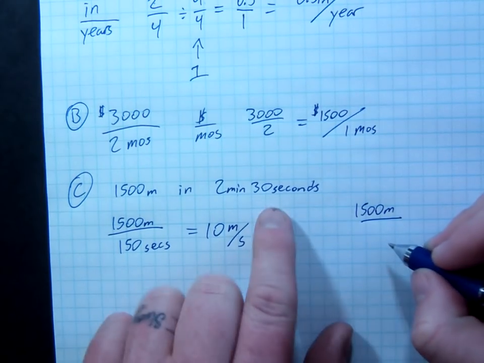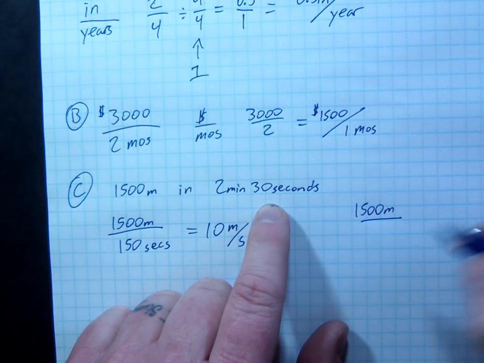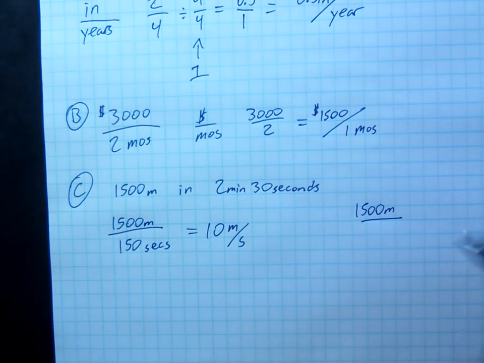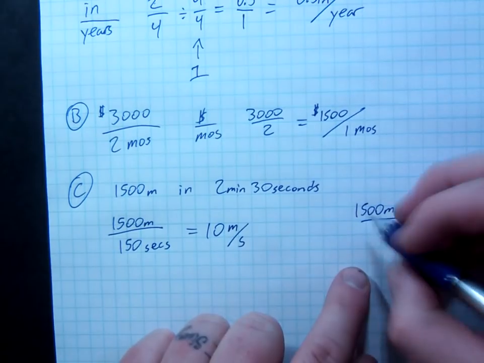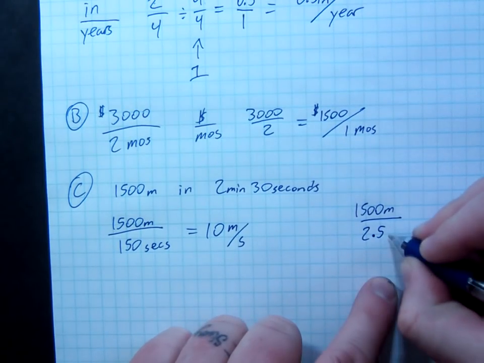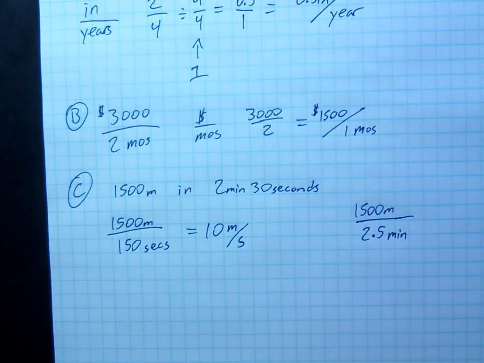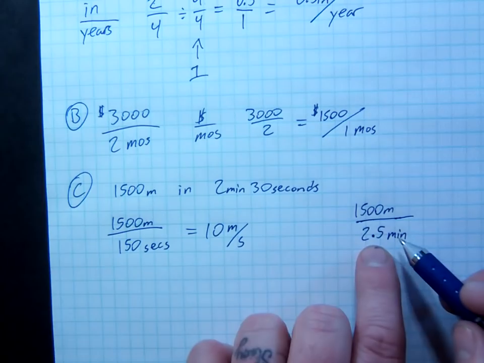Diego, how much of a minute is 30 seconds? What fraction of a minute is 30 seconds? There's 60 seconds in a minute. Yeah. So you would have to add another 30 seconds. Right. So it's a half of a minute, right? Yeah. So this is 2.5 minutes. So I could write this unit rate this way: 1,500 divided by 2.5, and that would be in meters per minute. Now this isn't yet a unit rate.